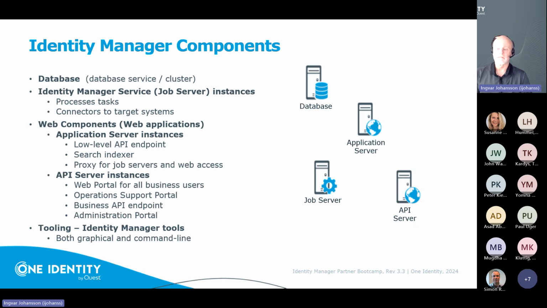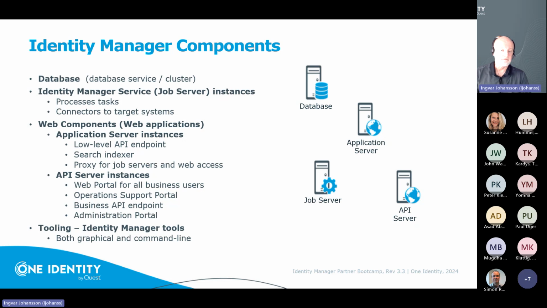I'm going to show you some examples in a couple of slides on how you can deploy this and how you can have multiple job servers if you so wish. So if you have the database and at least one job server, and that job server needs to have the role of talking to the database, then you have a running Identity Manager. However, you can only use the provided tooling, because in order for your business users to be able to access it, and in order for you to be able to provide API endpoints and so on, you need to install some web applications.